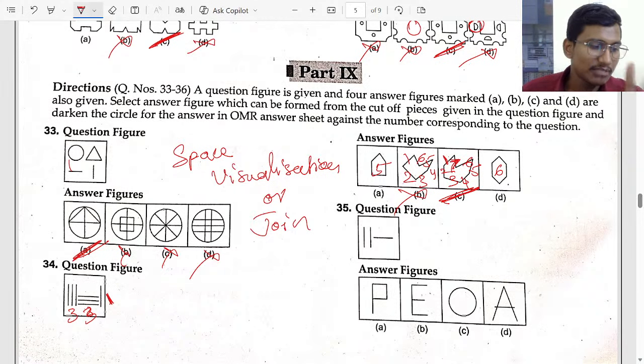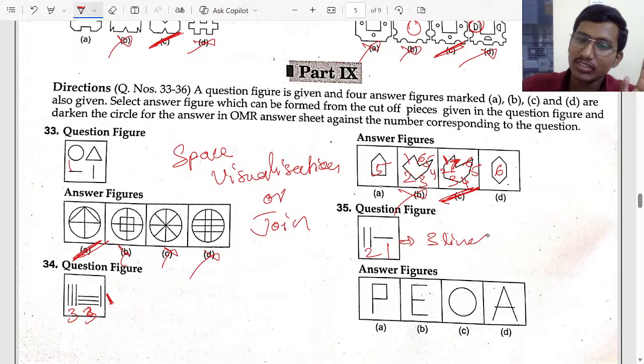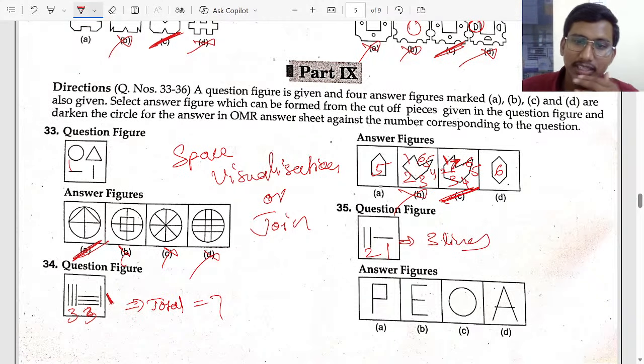Now 35th, tell me the answer, students. So 35th, if you see, there are 2 lines and one more line. So 2 and 1, 3 lines. So total 3 lines. Okay, so 3 lines. So here total 7 lines. Okay, so here 3 lines means, so if you see option A, there are how many lines?